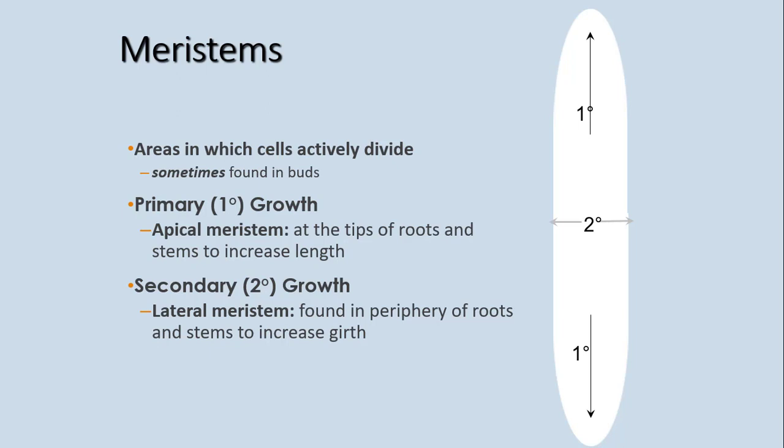And then secondary growth is the lateral meristem. And this is how plants gain girth. Now, only woody plants have secondary growth. And when you're talking about angiosperms, woody plants that are not gymnosperms are dicotyledons. So monocotyledons are not going to have secondary growth.